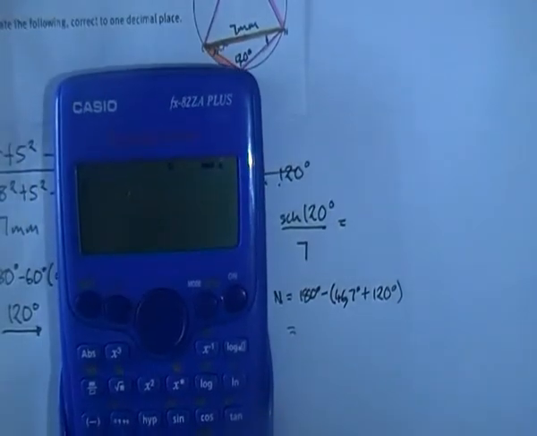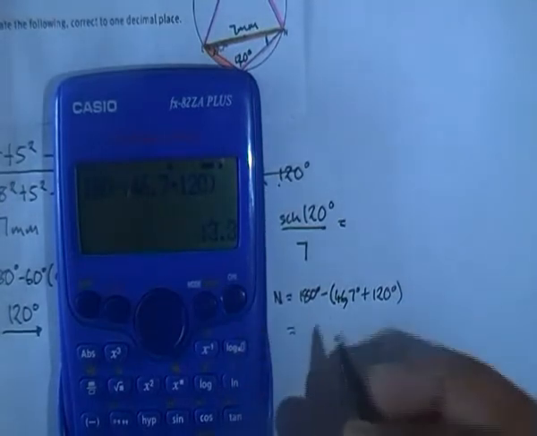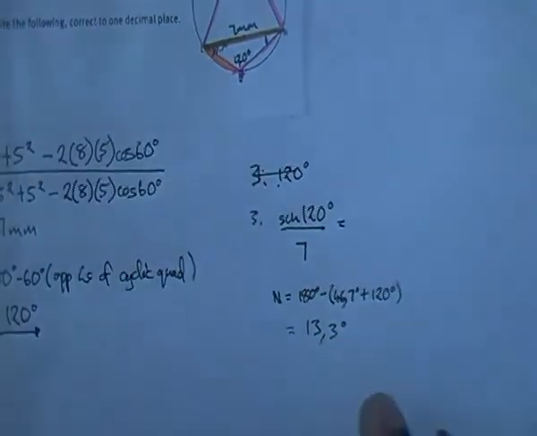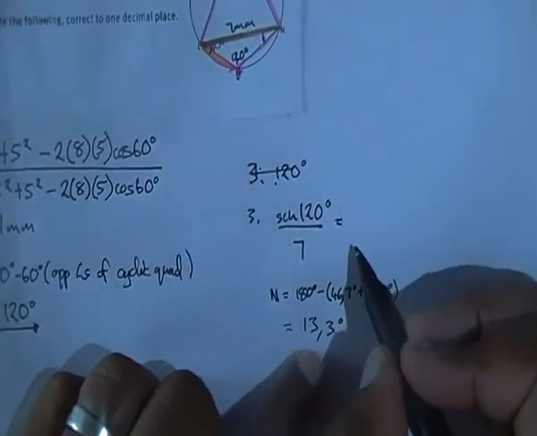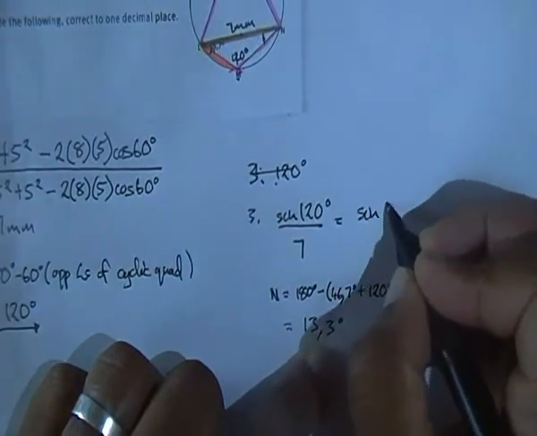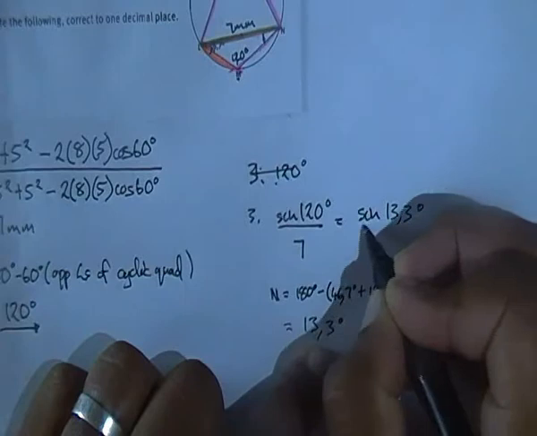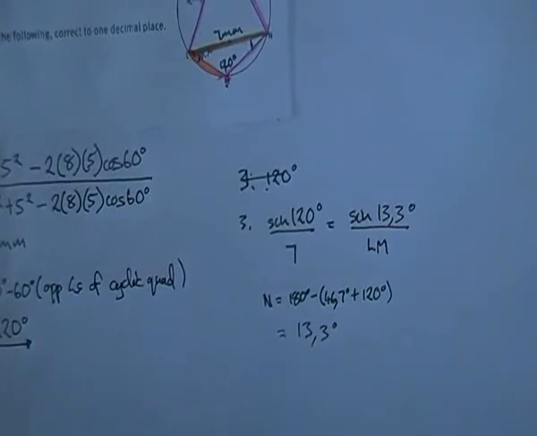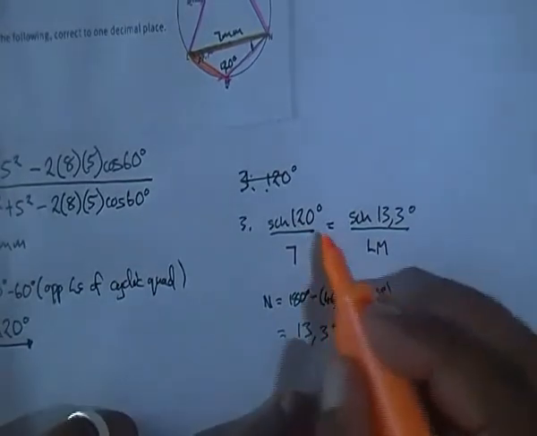okay, so let's do that with the calculator. 180 minus 46.7 plus 120, so that is 13.3 degrees. Okay, so we come back to our equation there. So it's the same as the sine of 13.3 degrees over LM. Okay, now because we're solving for the denominator, we can switch these around.